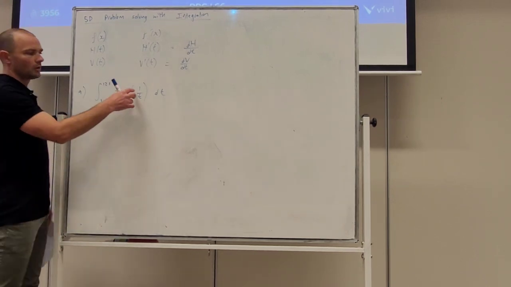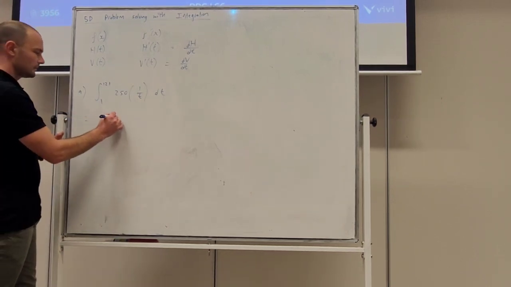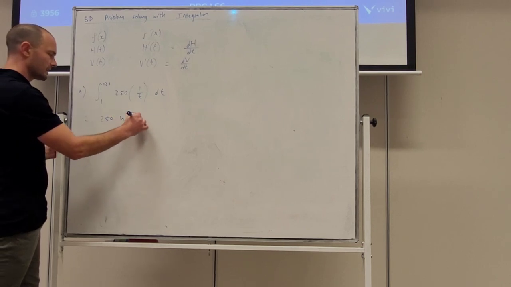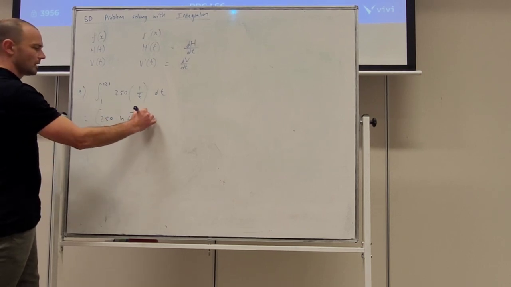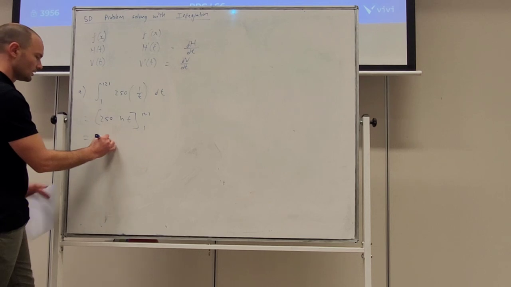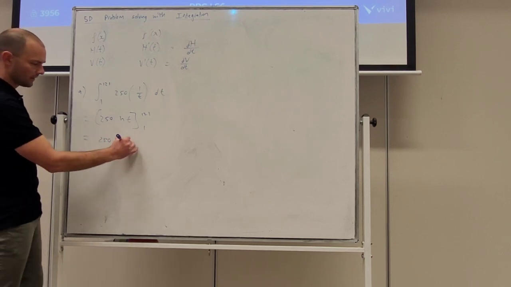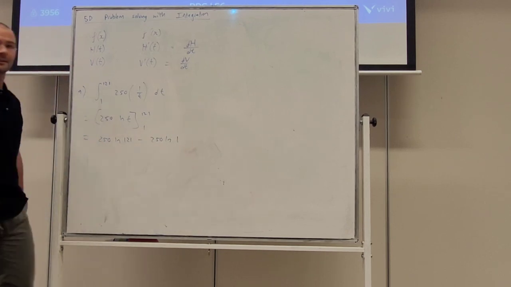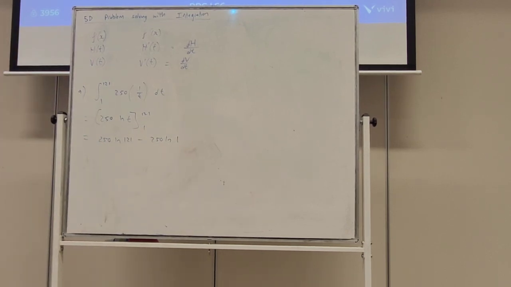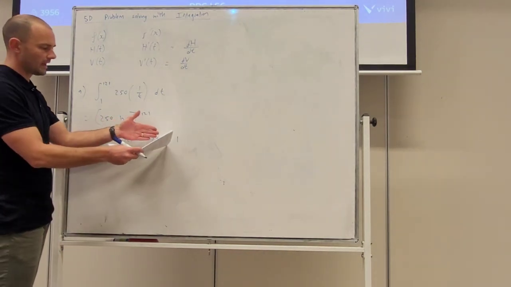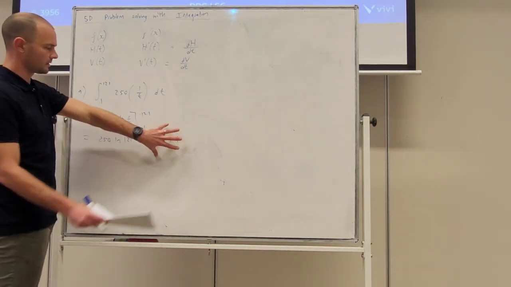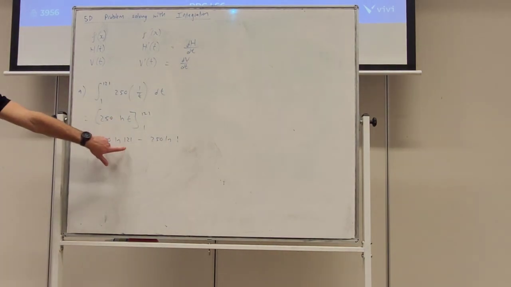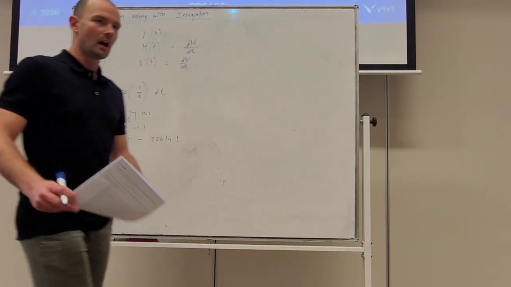So the integral of 1 on t is ln of t. So we have 250 ln of t from 1 to 121. So we have 250 ln of 121, take 250 ln of 1. Now, this is popping up a fair bit. ln of 1 is 0, okay? So you put that in your calculator, ln of 1, and that whole term goes to 0. So this is our answer, 250 ln 121.